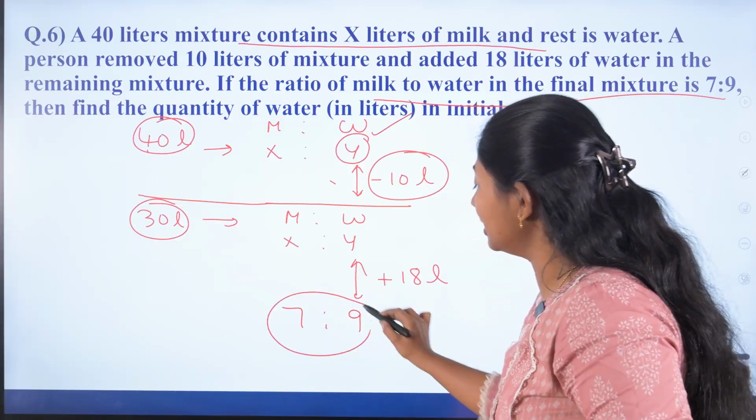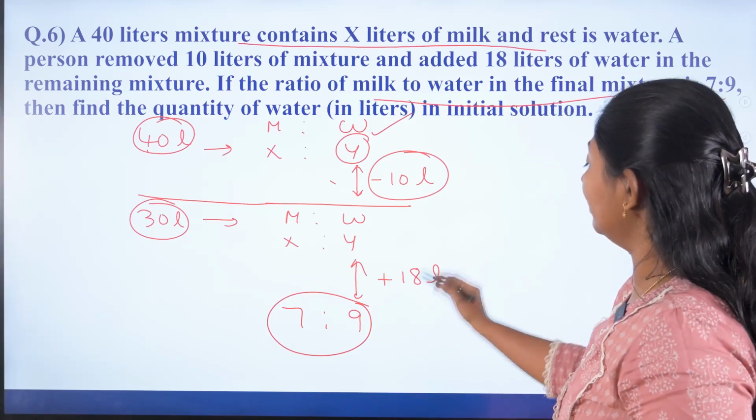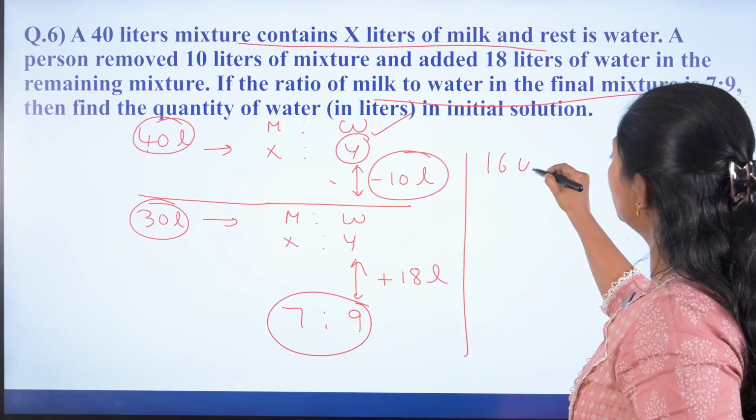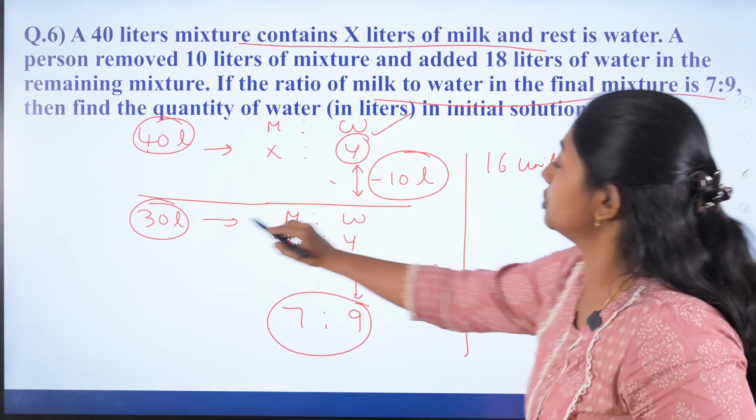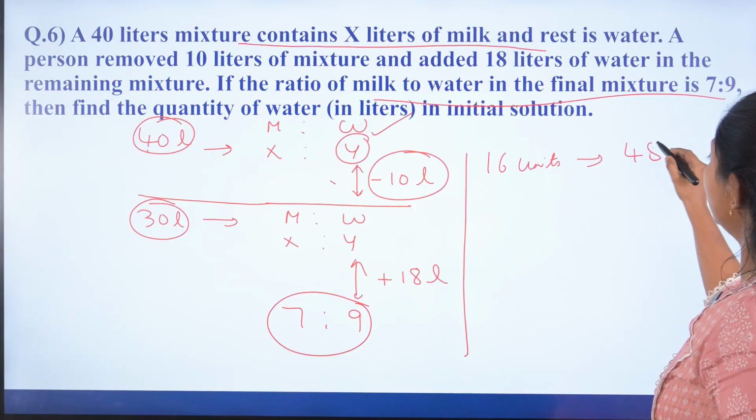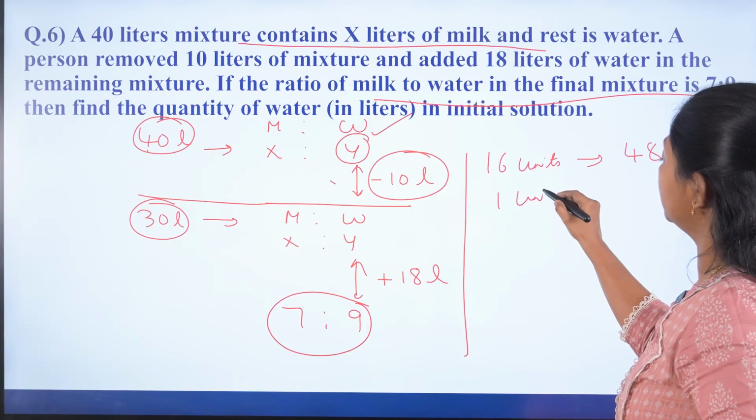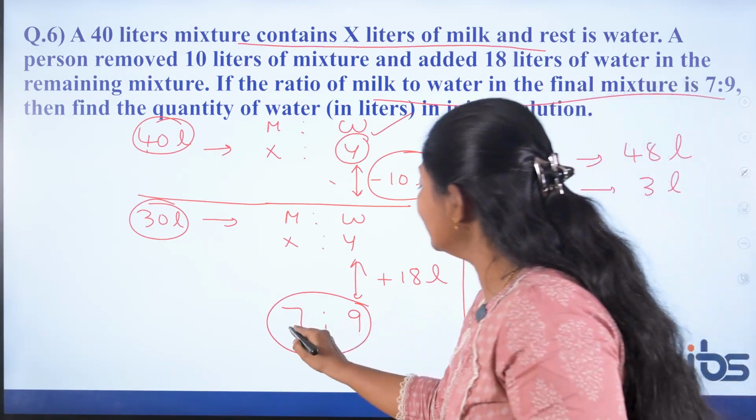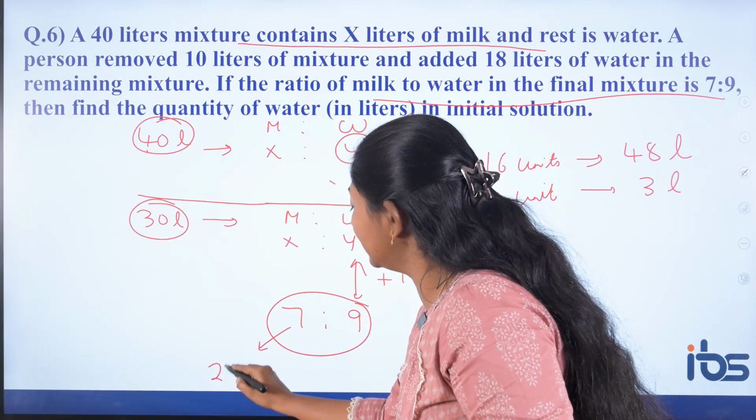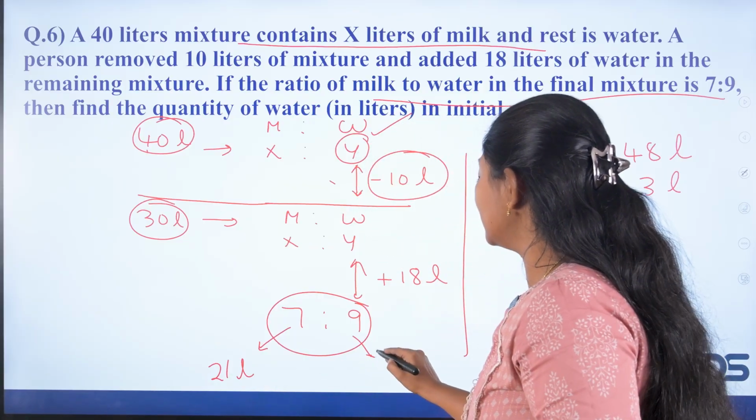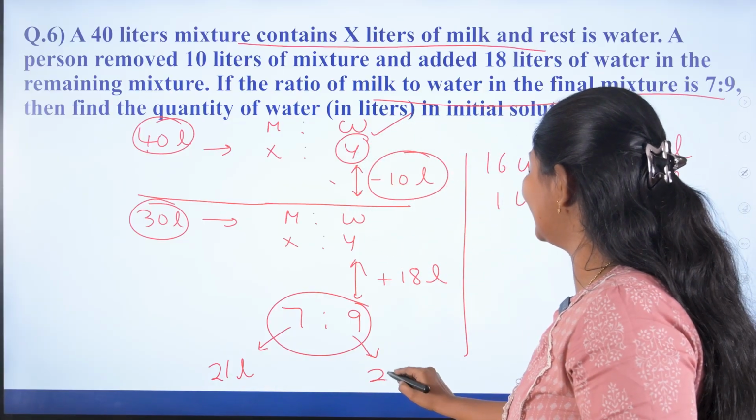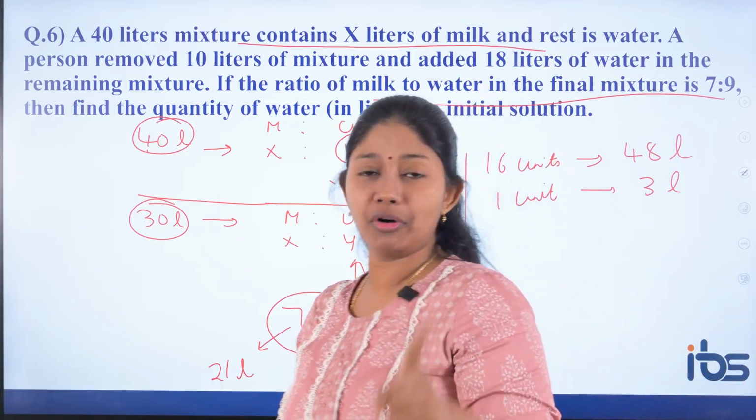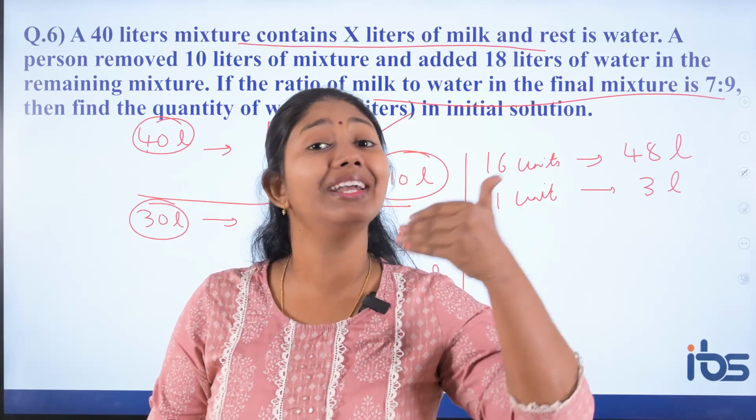So that is nothing but 7 is to 9 ratio. So I will equate from this. So 9 plus 7, 16 units corresponds to 30 plus 18, 48 liters. So what is 1 unit? That is 3 liters. So from that I can say this 7 units corresponds to 21 liters and this 9 units corresponds to 27 liters. So my final mixture has 27 liters of water after adding 18 liters.